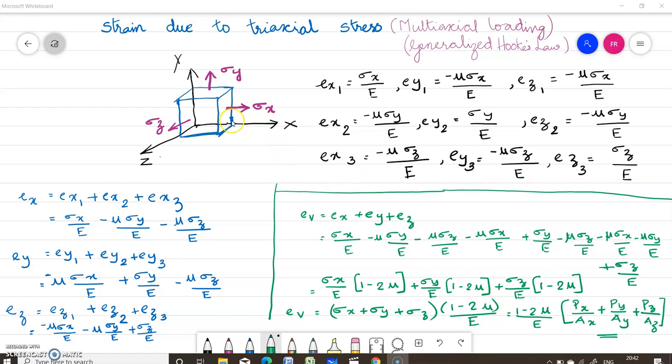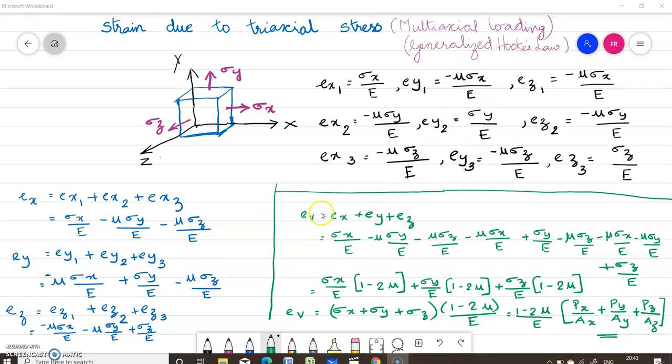As a result, there will be reduction in dimension in the x direction and y direction. So what is the strain in the x direction? Ex3 equal to minus mu into sigma z by E and Ey3 equal to minus mu into sigma z by E. Now we can find the total strain in the x direction, which is equal to Ex1 plus Ex2 plus Ex3. Substituting these values, you will get Ex equal to sigma x by E minus mu into sigma y by E minus mu into sigma z by E. In the same way, you will get Ey equal to Ey1 plus Ey2 plus Ey3, and similarly Ez, by substituting these values.